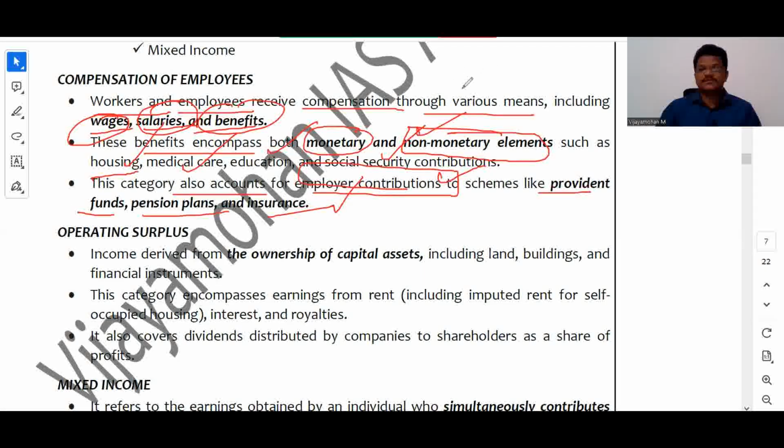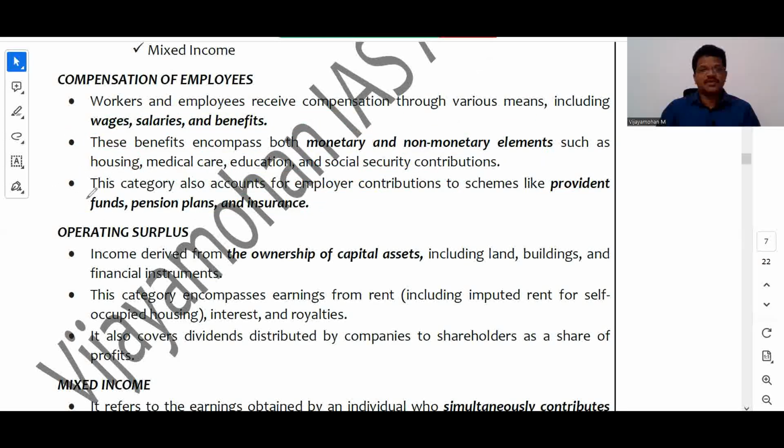Okay, sorry, the first component also includes monetary contributions. Medical care allowance and education allowance are all monetary, and of the remaining, housing and social security, housing is a non-monetary contribution, and provident funds, pension plans, and insurance are also a type of monetary contribution, right? Sorry. Next, operating surplus.